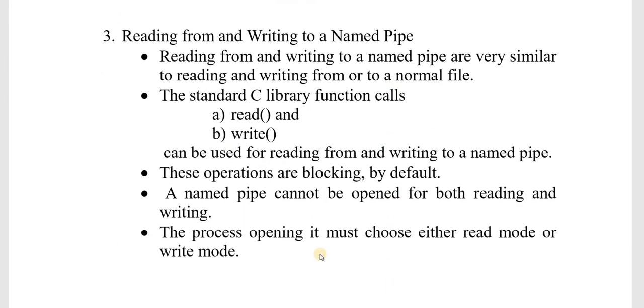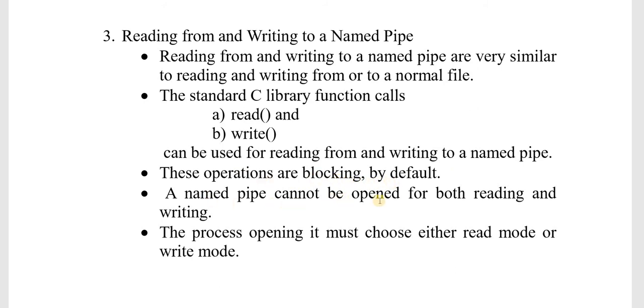Now we'll see how we can read from and write to a named pipe. Reading from and writing to a named pipe are very similar to reading and writing from or to a normal file. The standard C library function calls, that is read and write, can be used for reading from and writing to a named pipe. These operations are blocking by default.